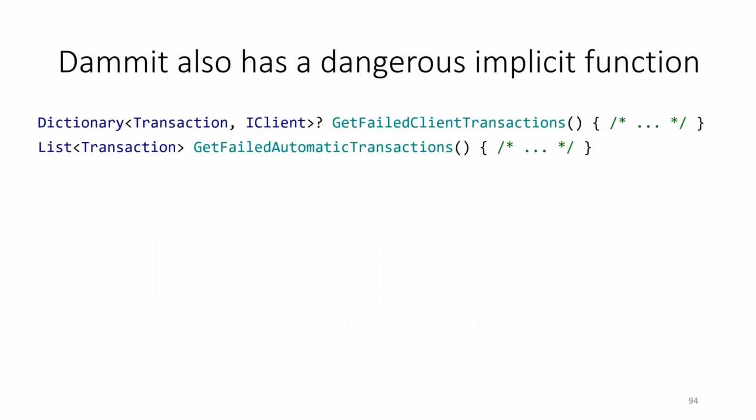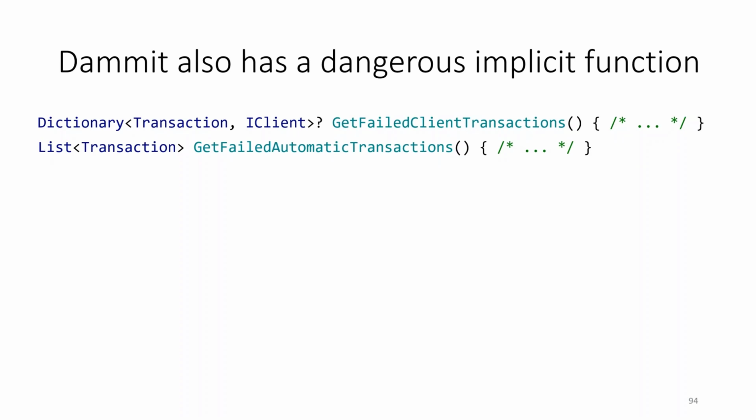And unfortunately, the damit operator also has a dangerous implicit function you probably want to be aware of. And it's not easy to observe, so I've created an example just with this. So let's get back to writing some bank software. And probably you'll want to handle failed transactions at the end of the day in some way.